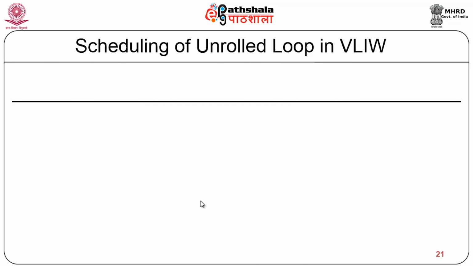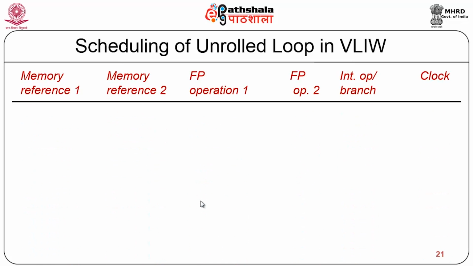Now, what will happen if you have to schedule this unrolled loop in a VLIW style of architecture? Let us assume that you have these types of operations which can be put into a bundle. You have 2 memory reference instructions, 2 floating point operations, and 1 integer operation or a branch which can be scheduled in one VLIW word or a bundle.